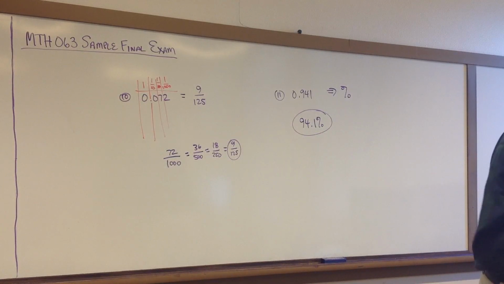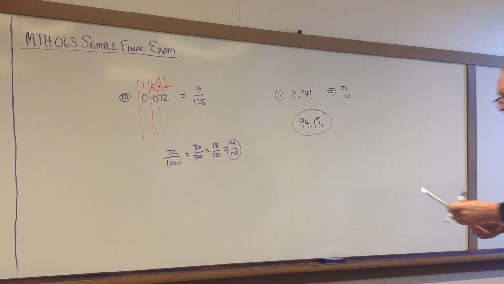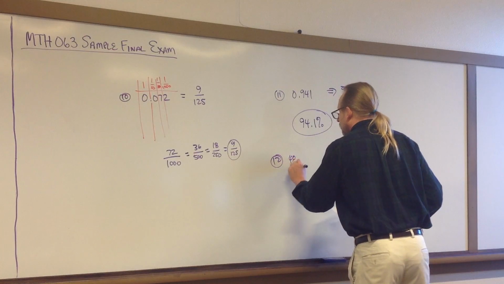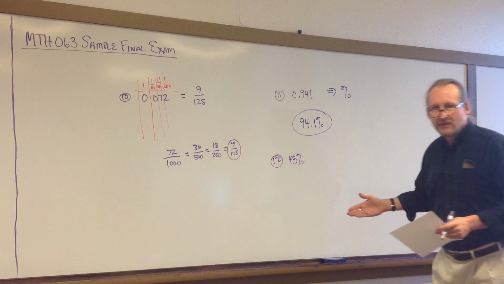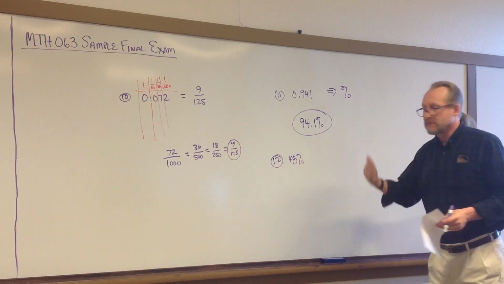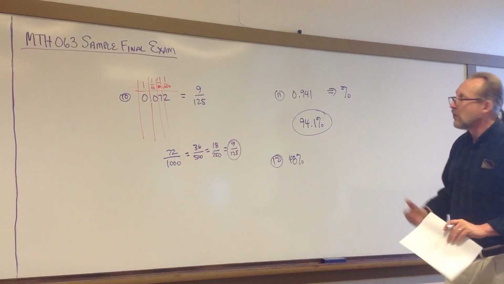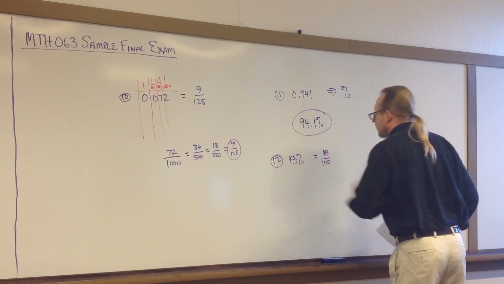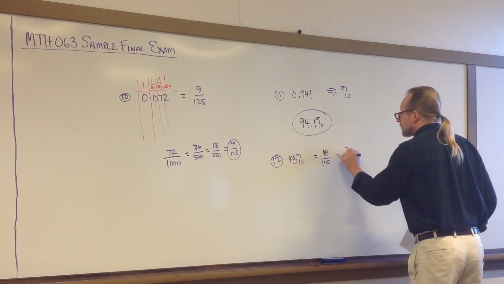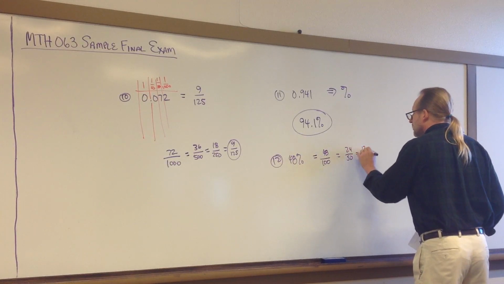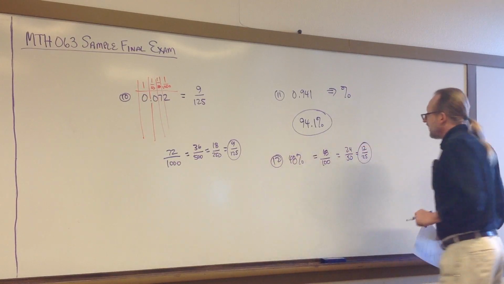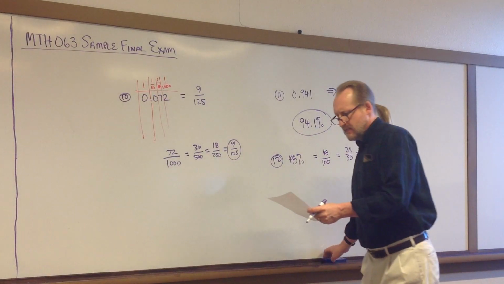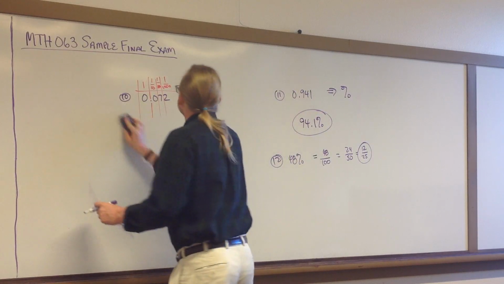Let's see here. Express 48% as a fraction in lowest terms. Number 12. Okay. So percent means over 100. Percent actually means over 100. I think it's Latin. So this is 48 over 100. And then we just reduce: 24 over 50, 12 over 25, and that's as far as we can go. Okay, so 12 over 25 is 48% as a fraction.